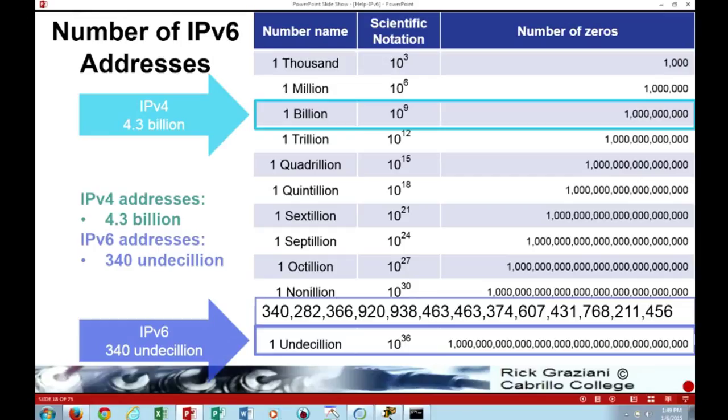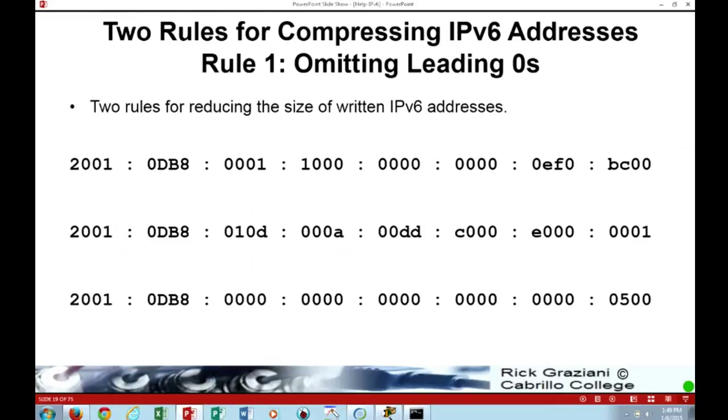But an undecillion is 1 followed by 36 zeros. We're not going to run out. I have students all the time telling me about IPv4. I will give people refunds on my book and video if we run out, because I'll be dead, so I don't care. Okay, so how do we write these?